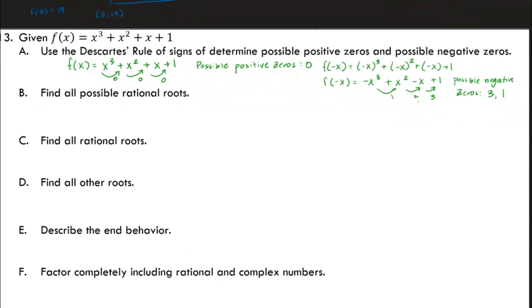Now, possible rational roots. That's where we do P over Q. So I'm going to find P. P is 1 right here. Remember, the constant goes on top. And then Q is going to be 1. So P over Q is going to be plus or minus 1. Find all the rational roots. Well, it could only be 2.